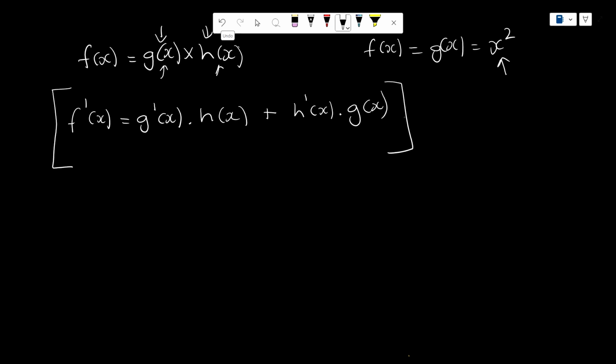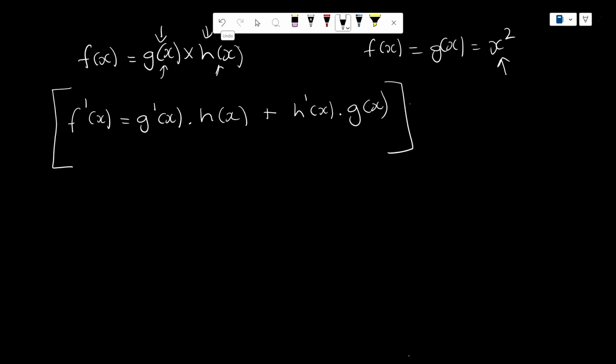I won't show you where this formula comes from, because we are not interested in that. The only interest is to know how to use it, right? But if you are curious, this formula comes from the first principle. Whatever rule we use when it comes to derivatives, it comes from the first principle.